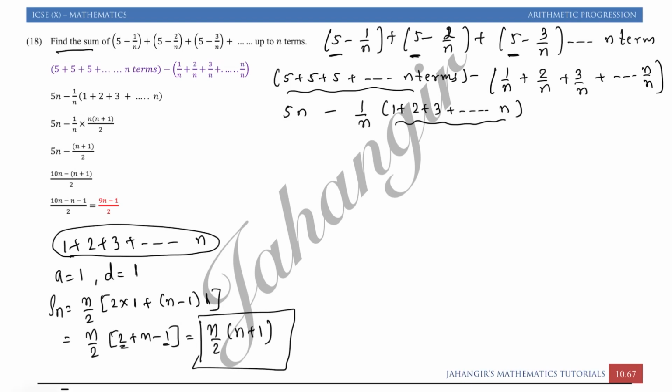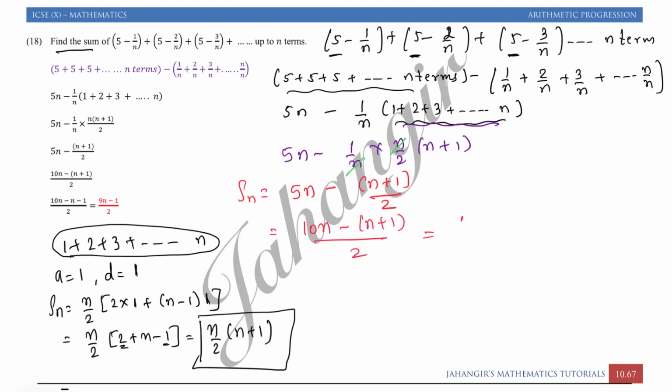So I can write here 5n minus 1 by n, and its value I can write as n by 2 into n plus 1. Now cancelling n, what are you going to get? We are going to get 5n. The sum Sn is 5n minus n plus 1 upon 2. Now we will take LCM. 5 twos are 10n minus n plus 1 upon 2. Simplify 5n minus n minus 1 upon 2.